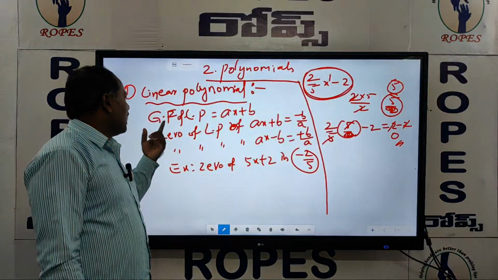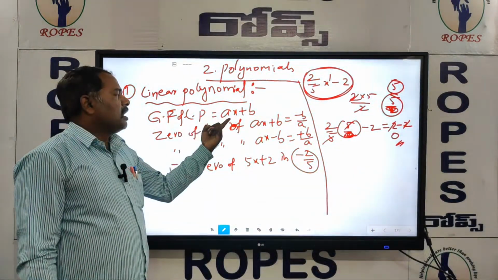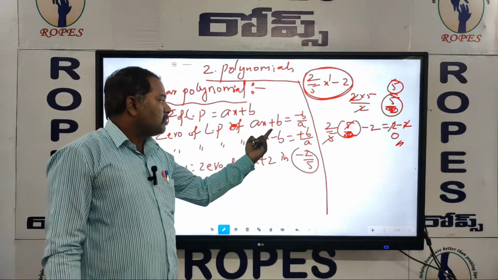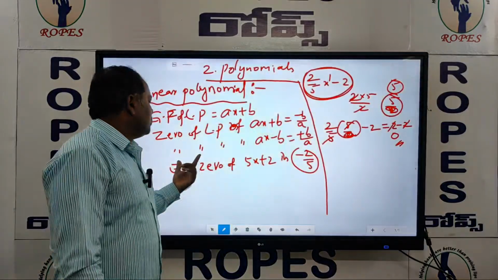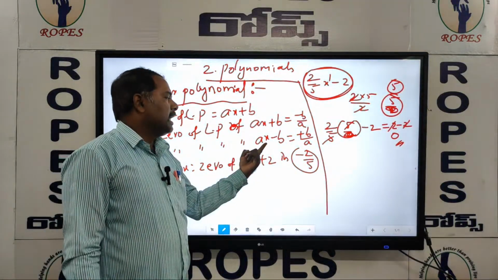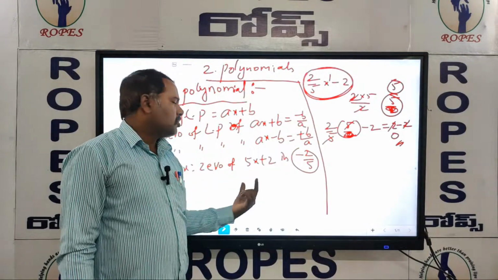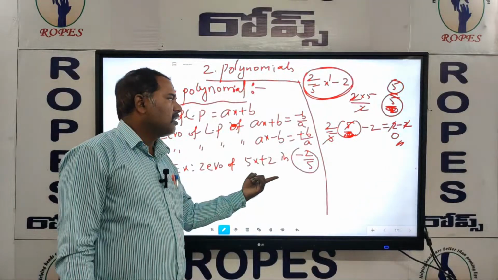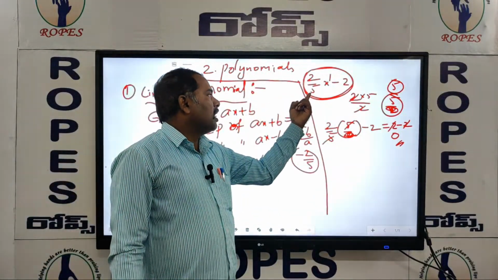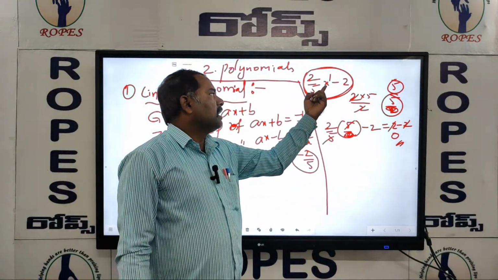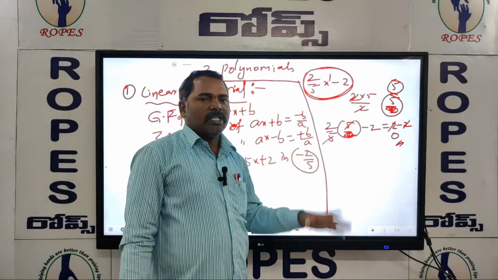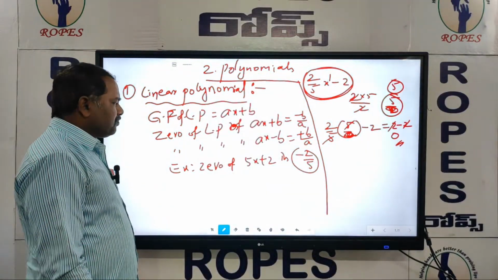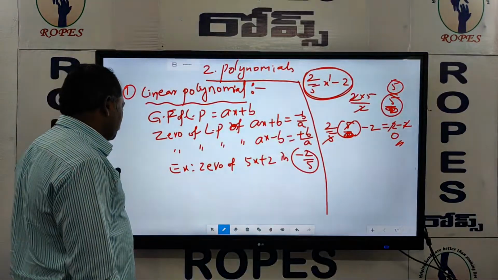So what we learned here: the general form of a linear polynomial is ax plus b. The zero of the linear polynomial ax plus b is minus b by a. The zero of ax minus b is plus b by a. We saw the example 5x plus 2, whose zero is minus 2 by 5, and the zero of the polynomial 2 by 5 x minus 2 is 5. This way we can find the zero of a linear polynomial.